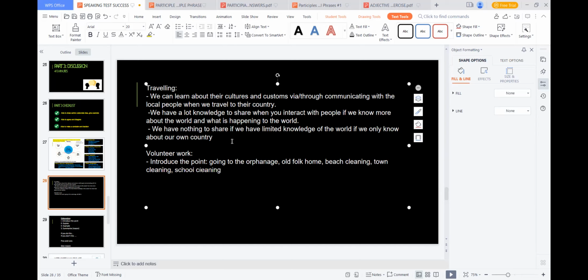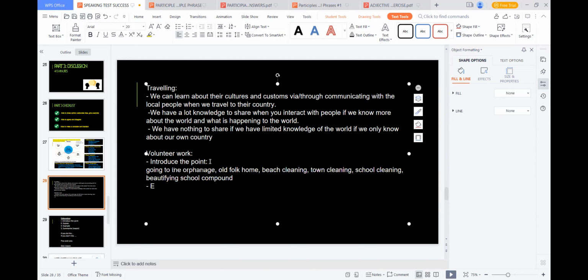Okay. Or beautifying your school compound, right? School compound is also volunteer work, isn't it? Correct or not? Okay. Then you give example. Just now you say IE, you explain, right? You introduce the topic first, and introducing the topic is already by doing volunteer work. And then you give the example. You explain what volunteer work is about.